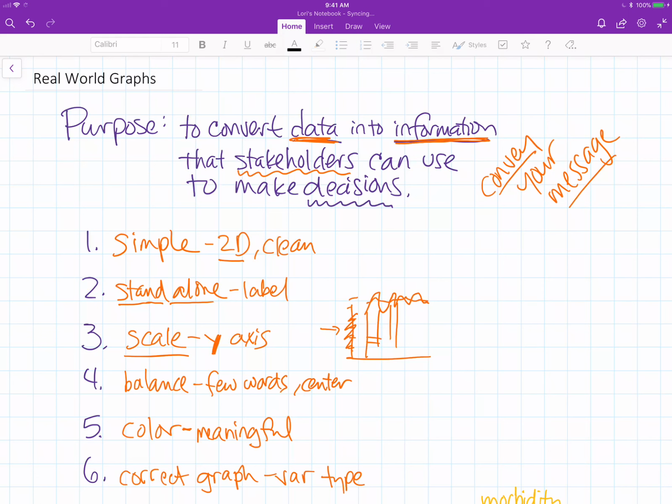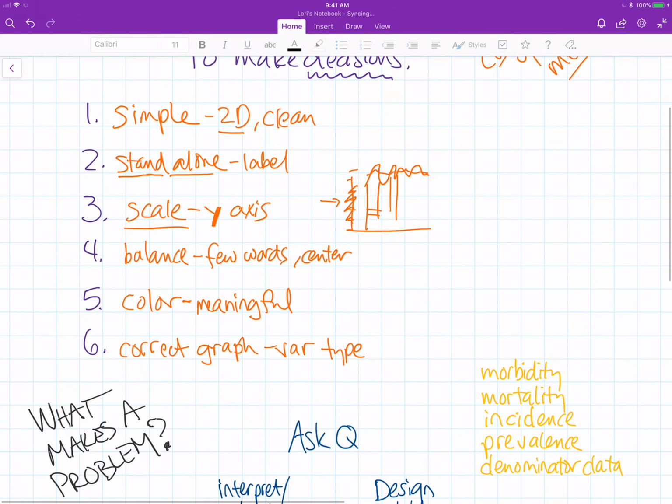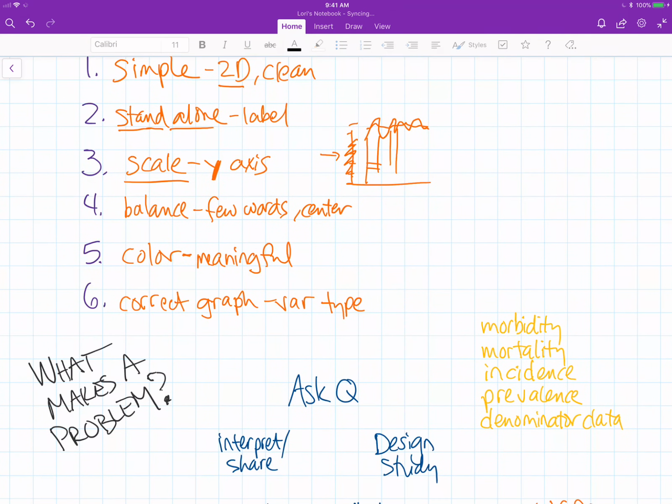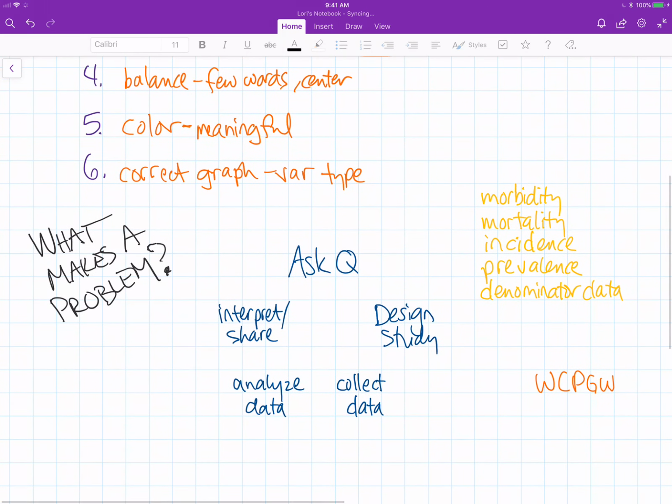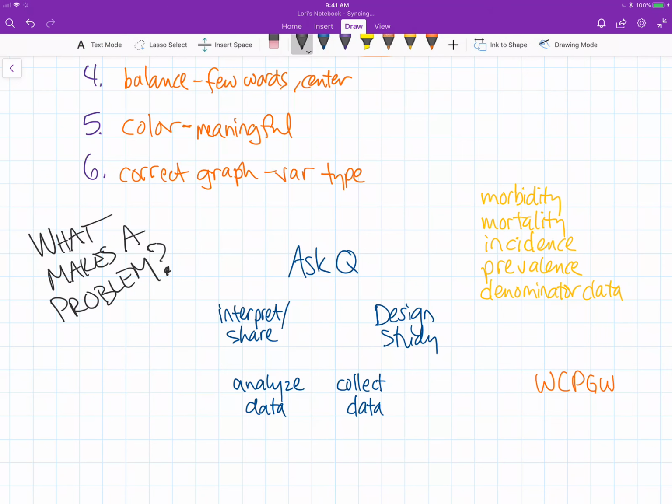Welcome to the second part of our discussion on real-world graphs. What I'd like to point out is that often when we are creating graphs, we think of it as an isolated activity, but really it is part of the overall question that we're asking. So here we have our research process.